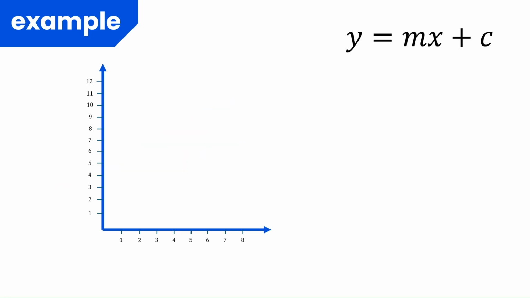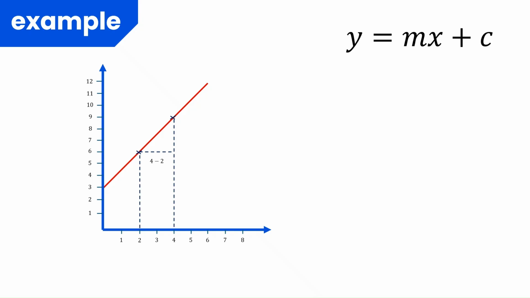Let's do an example. In this question, we're going to be given a straight line on a set of axes. We're being asked to find the equation of the straight line. Firstly, I'll start by finding the gradient. Let's pick any two coordinates along our line. We need to work out how many points we go across and how many points we go up by.